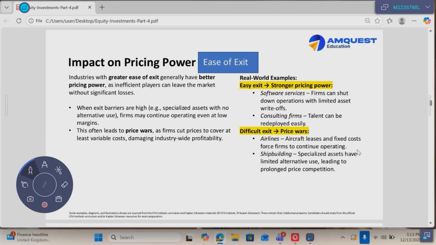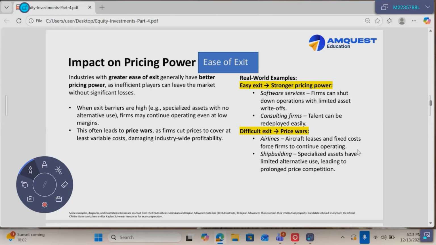When exit barriers are high, for example, specialized assets with no alternative use, that means the airplane, there is no alternative use for it, firms may continue operating even at low margins. This often leads to price wars, as firms cut prices to cover at least the variable cost, damaging the industry-wide profitability. Again, the Jio example: if one player dominates the industry and reduces the prices, it is like you are finishing the profitability of the entire industry. You're reducing the profitability of the entire industry.